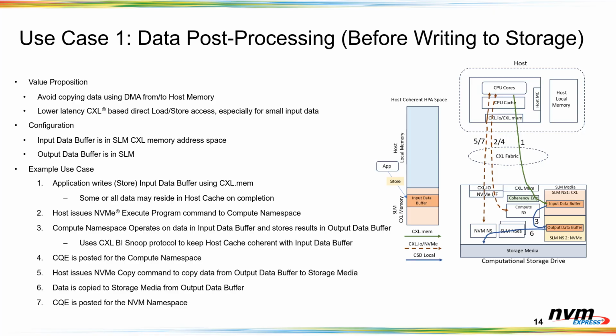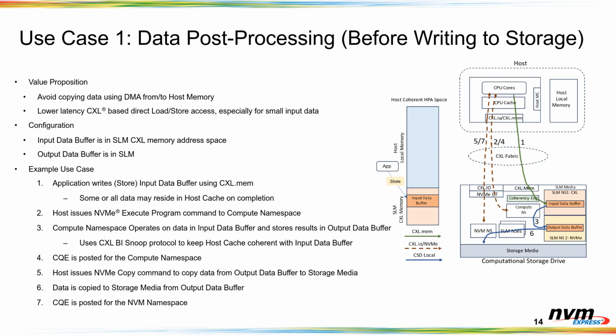So our configuration for this example, we have our input data buffer in the host addressable SLM that is configured for CXL. And we have an output data buffer that's just in traditional SLM. So it's command access only. All right, so looking at the actual steps, the numbers for the example correspond with numbers over on the picture.